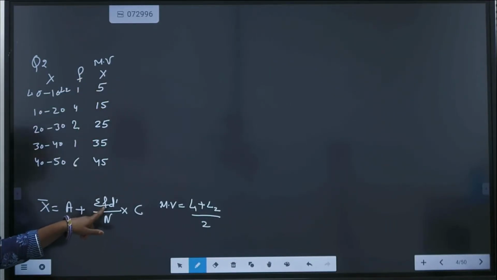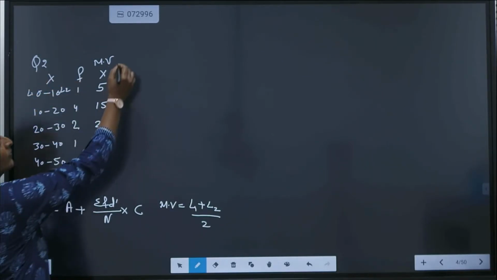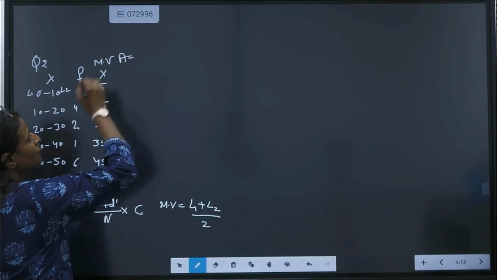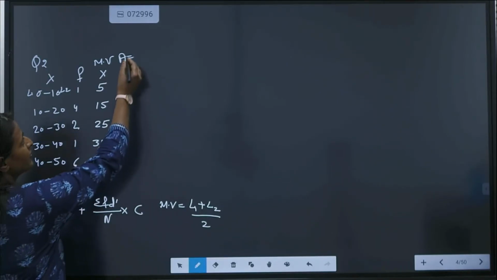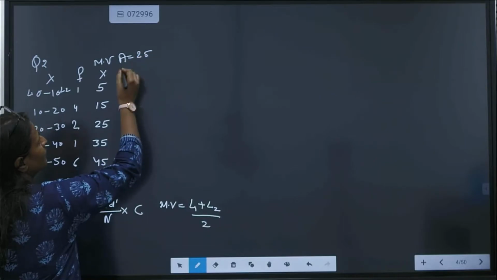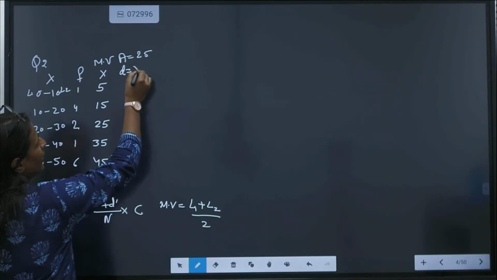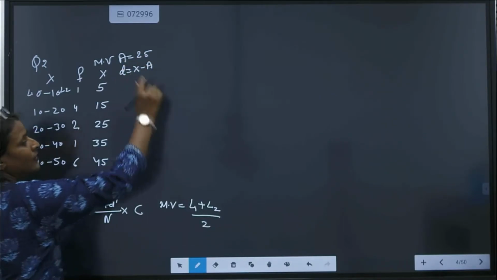Now we needed d, derivation. For find out the derivation, we just assume any number from mid value. What will we assume? Okay, again we just assume the 25 here. For derivation, x minus a.